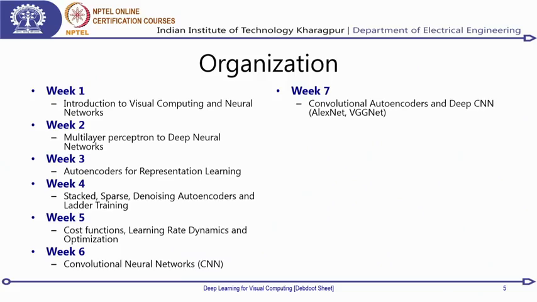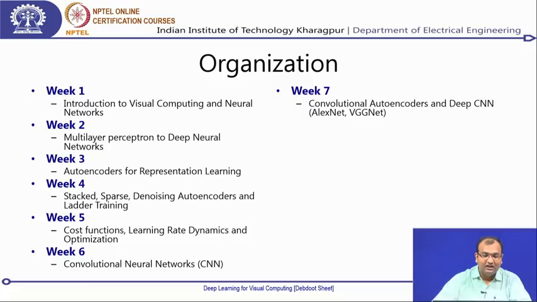Finishing off with week 6, when we enter week 7, we would be doing some of the very classical architectures of convolutional autoencoders, and then enter into deep convolutional neural networks, and go through the examples of AlexNet and VGGNet. These are basically from different people or different groups who were their inventors.